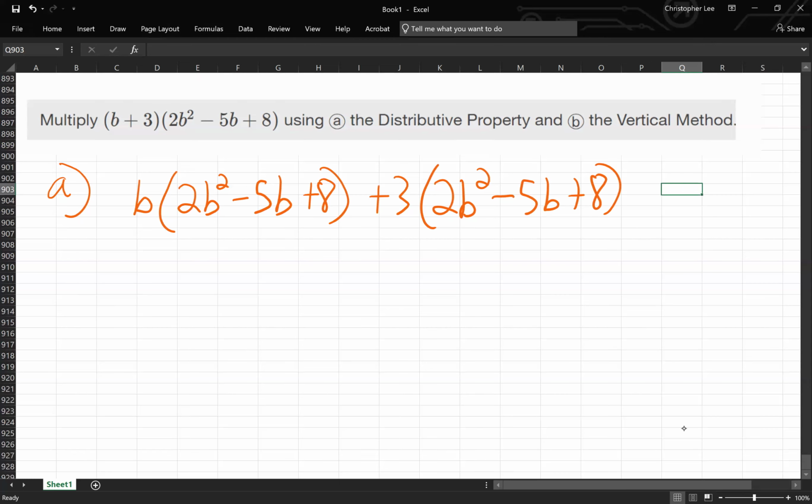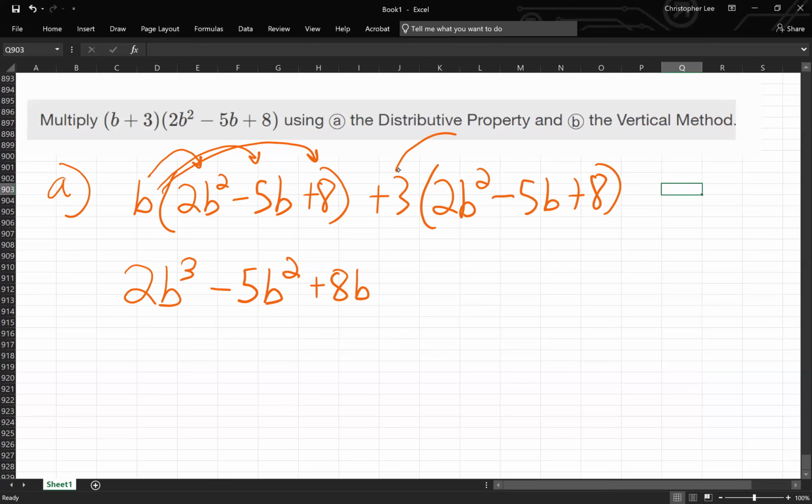All you're going to do is distribute and then combine like terms. So I'm going to distribute this b onto all three terms here, right? So b times 2b squared becomes 2b cubed. b times negative 5b is going to give you negative 5b squared. Very good. And then b times 8 is just going to be 8b. Last but not least, we have the 3. 3 times 2b squared is going to be plus 6b squared. 3 times negative 5b is going to be negative 15b. And then 3 times 8, what's that? 24, plus 24.